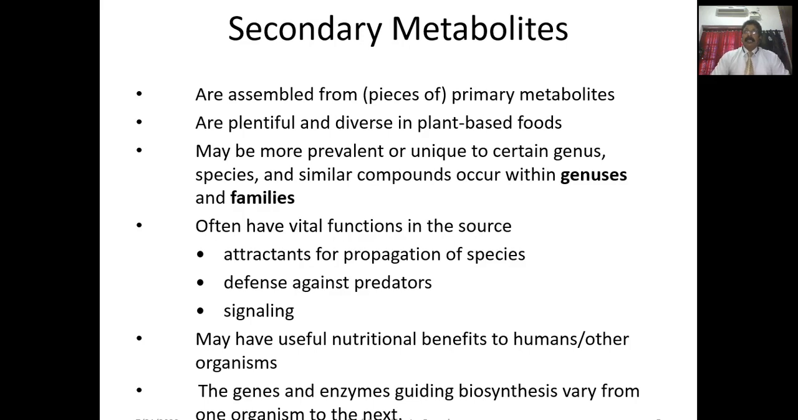Signaling is about genetic coding, where hybrids or other varieties can be produced by means of this; secondary metabolites are used for that, and may have useful nutrient benefit to humans and other organisms. And the genes and enzymes guiding biosynthesis vary from one organism to the next.